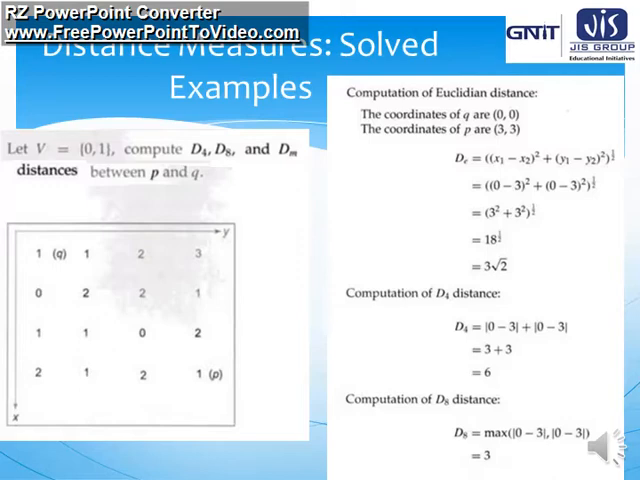So in this example, if we want to calculate the distance between two pixels having coordinates 0, 0 and 3, 3, the D4 distance will be 6, the D8 distance will be 3, and the Euclidean distance will be 3 root 2. This is the solved example, and if any example is given to measure the distance, this method can be used. So this is a very important example.